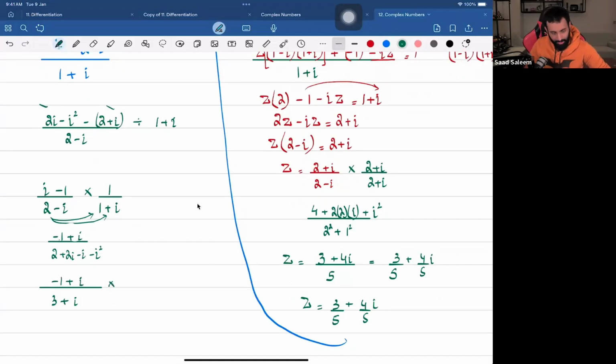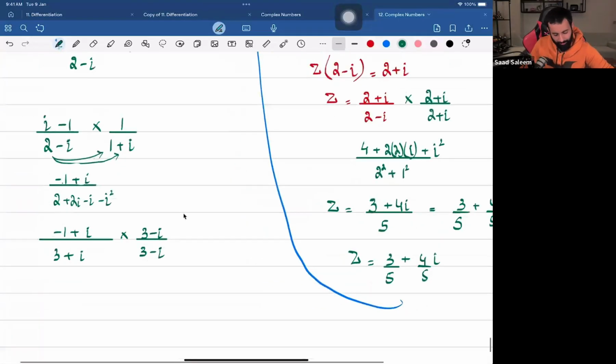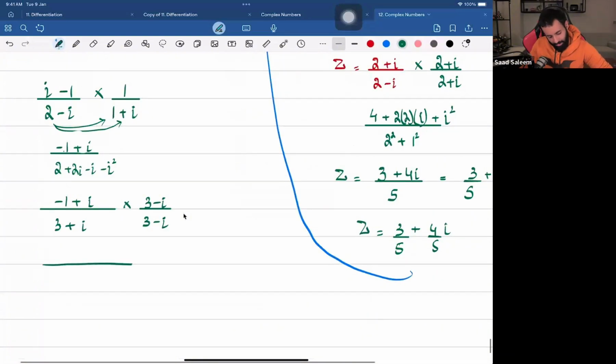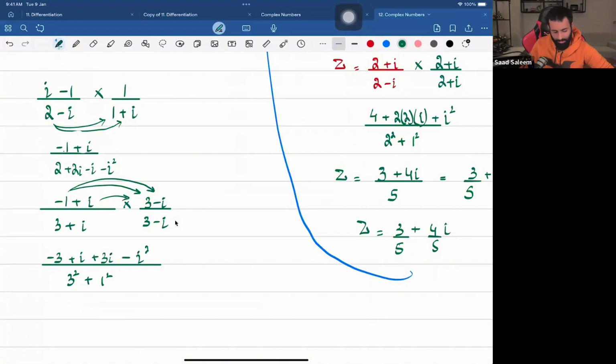Okay. So what do we multiply it with? We multiply it by 3 minus iota, and we multiply the denominator also by 3 minus iota. Okay. Now let's work out the numerator first. So the numerator is going to be 3 squared plus 1 squared. Now, as far as the numerator goes, minus 1 into 3, that's minus 3. Minus 1 into minus iota, that's plus iota. And iota into 3, that is plus 3 iota. And then minus iota squared.